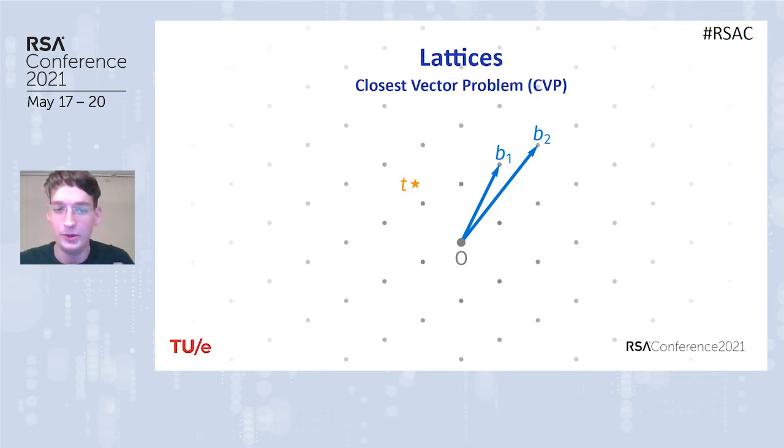You can use lattices to build cryptography, and this cryptography is only secure if certain lattice problems are actually hard, such as the closest vector problem, which asks to find the closest lattice point to a target point. In this case, this point T here, and the closest point would be this point V here.